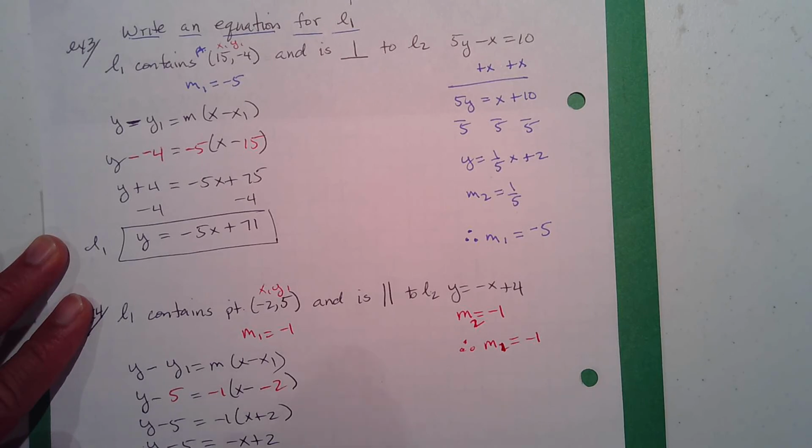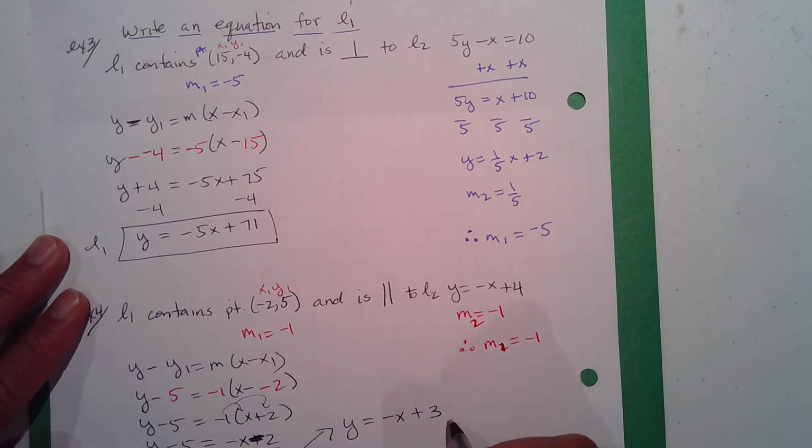Get y by itself. We want this in slope-intercept form. Let's pause. Oh, negative 2, sorry. So plus 5, plus 5. Y equals negative x plus 3. So this should be a minus, because a negative times a positive is a negative.